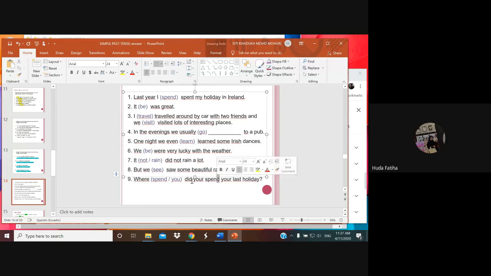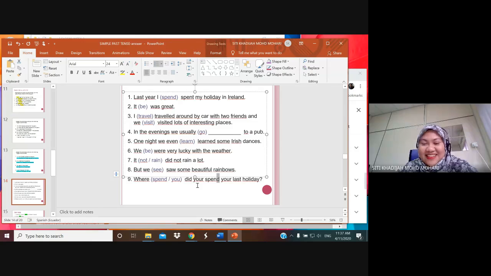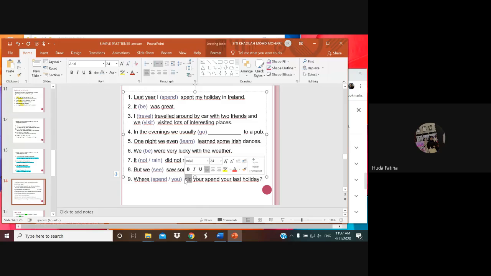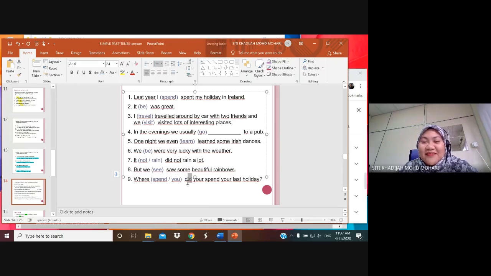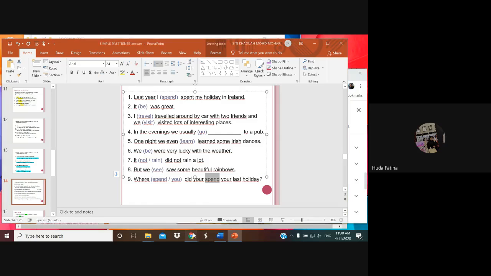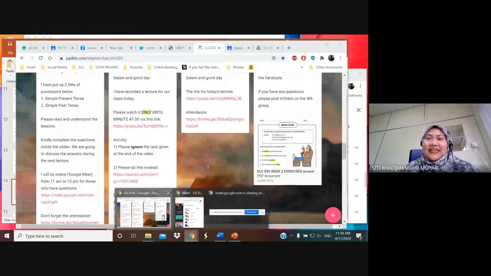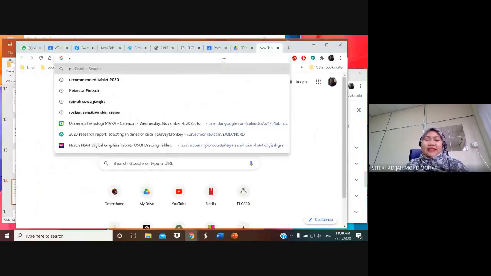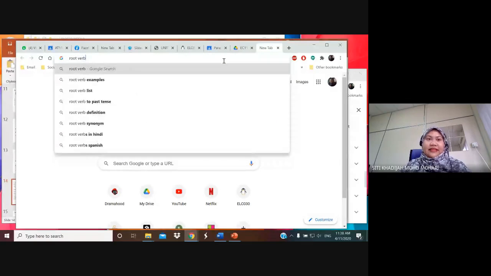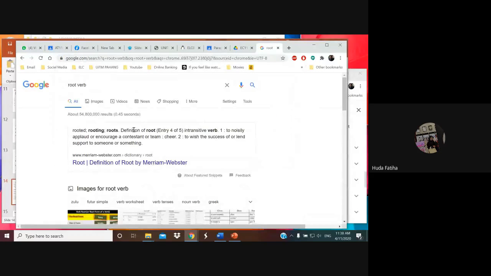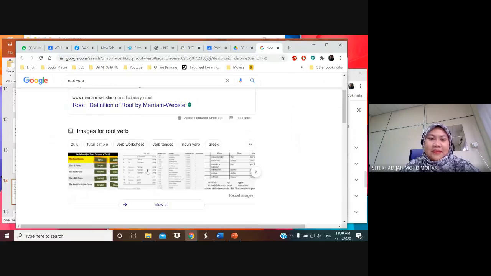So whenever we have did or does, the verb is in the root verb. Root verb meaning that it is not in past tense and not in present tense. Yes, kata asal. Root verb.